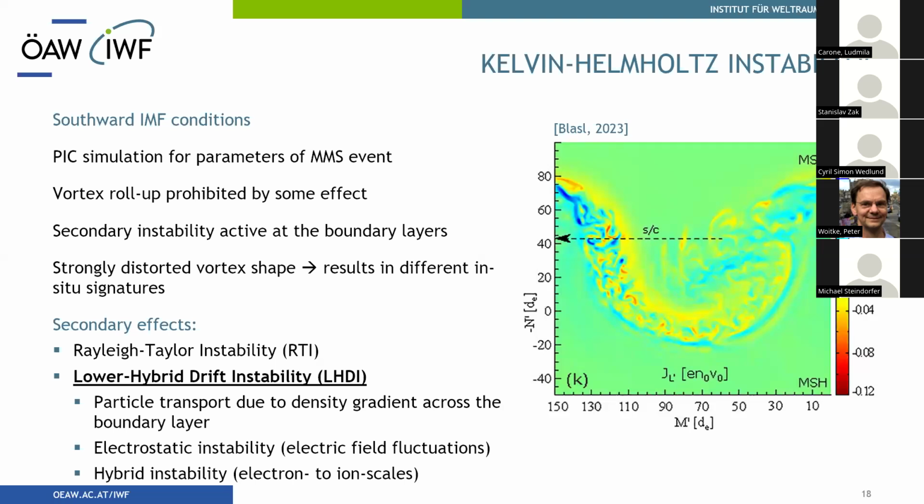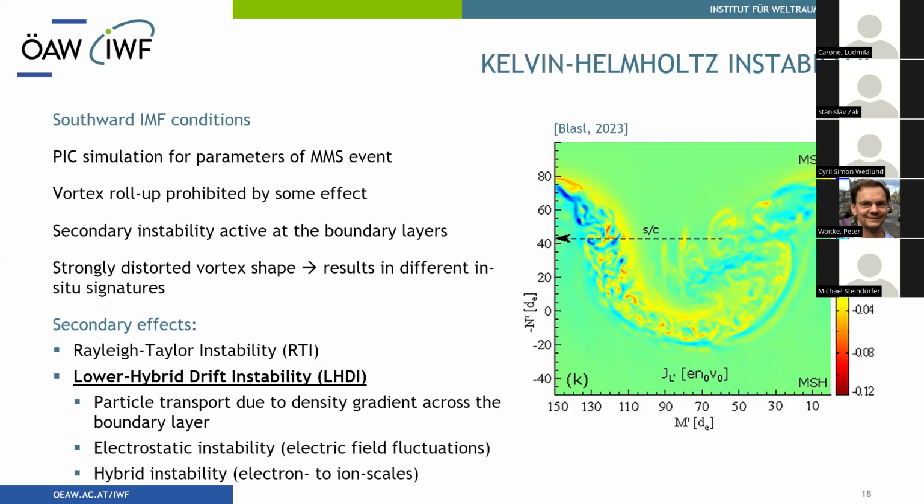However, we found that they are very active in the shape of these vortices for southward IMF. And on the right-hand side, you see a 3D simulation of only one vortex structure for the same parameters as in the MMS event. And here I put a virtual spacecraft again.